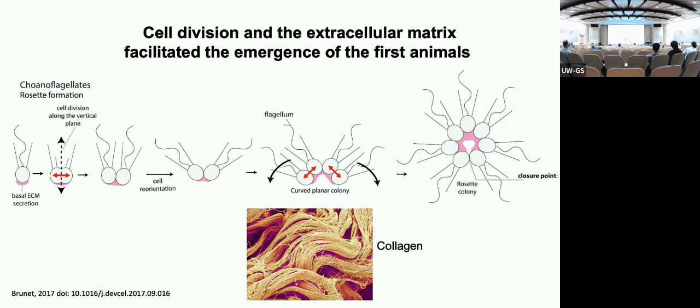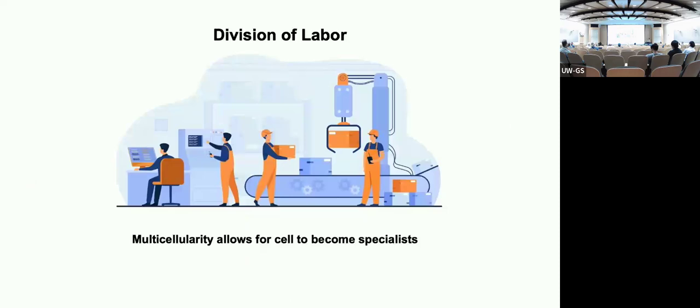All right, so again, now you have cells, they're dividing, they're able to stick together. And this allows for this division of labor, which allows cells to become specialists. And this really is one of the major innovations of animals, right? That cells of an organism can do different things.